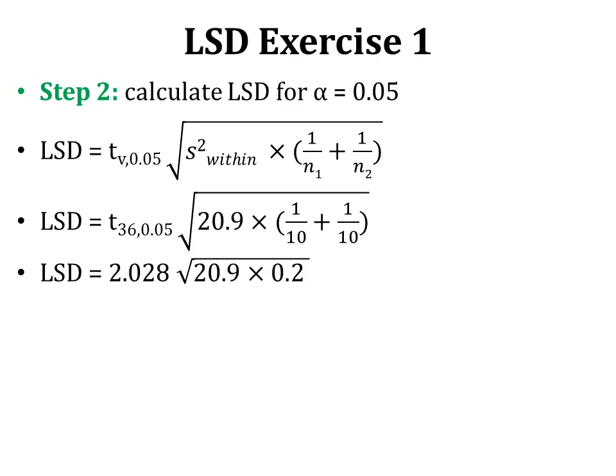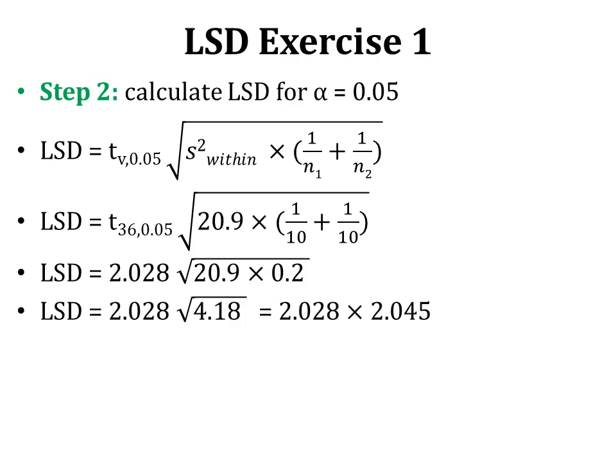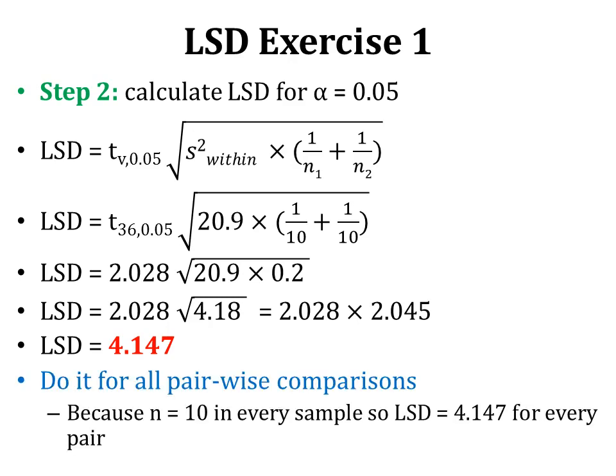So 20.9 multiplied by 0.2, the answer is 4.18. We take the square root of this answer, we get 2.045. And this is to be multiplied by the t-value, which is taken from the t-distribution table at 36 degrees of freedom and 0.05 level of significance. And we get our LSD, which is 4.147, right? So this is LSD for the first pair of means at 0.05 significance level.